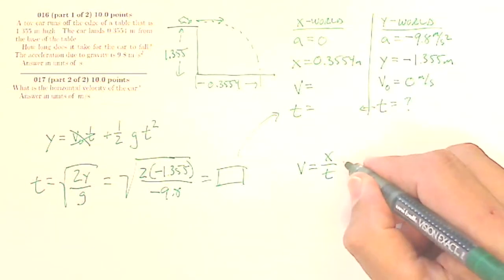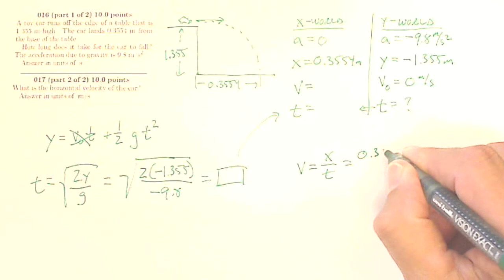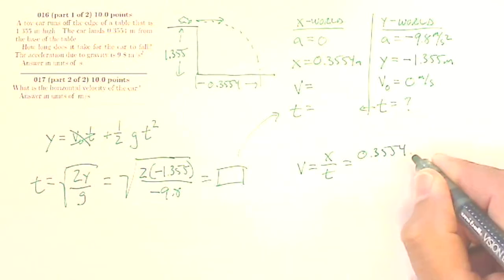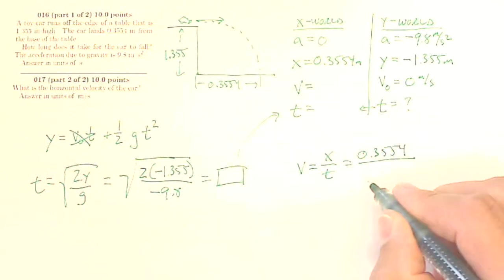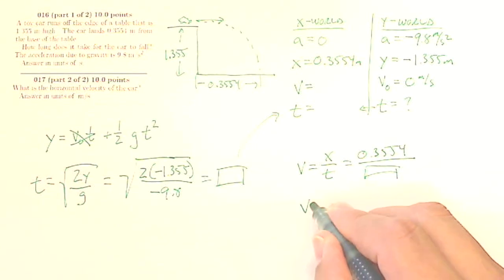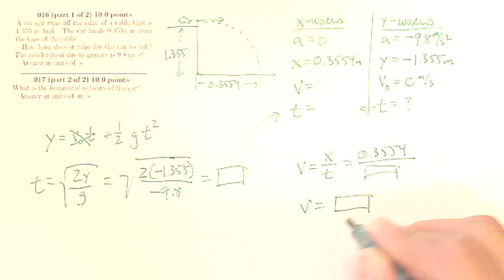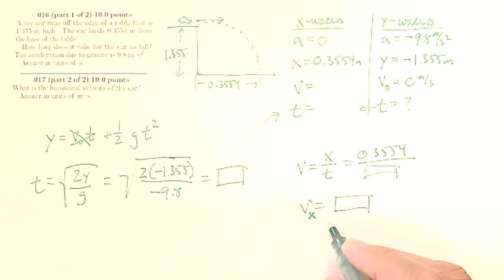The x world is easy. So that's going to be 0.3554 meters divided by however many seconds that was. And that will give me my velocity in the x world when it leaves its foot. That's the total velocity of the car because it had no vertical velocity, so it's all x world right here.